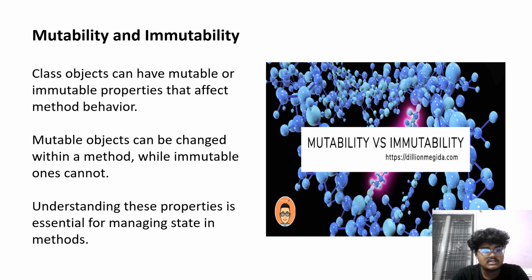What this essentially states is mutable means changeable, immutable means unchangeable. If an object is mutable, then it is changeable. If an object is immutable, then it is unchangeable. This is very essential to maintain the state in methods.